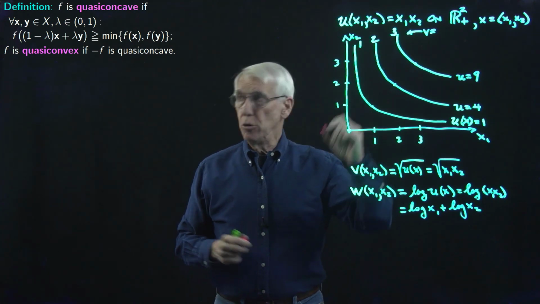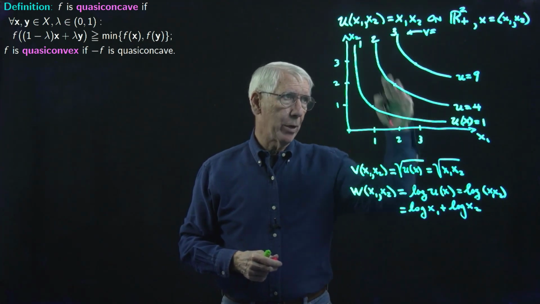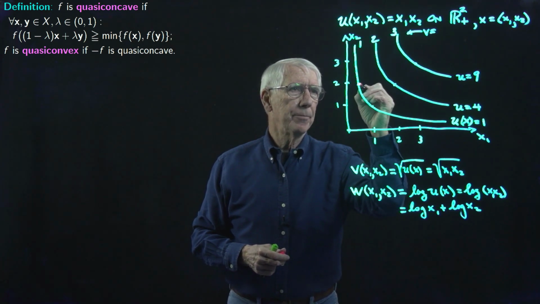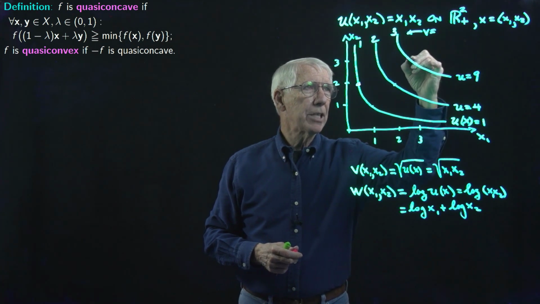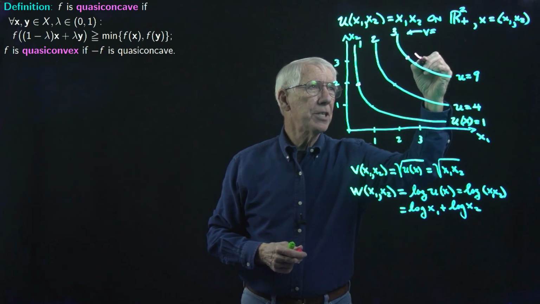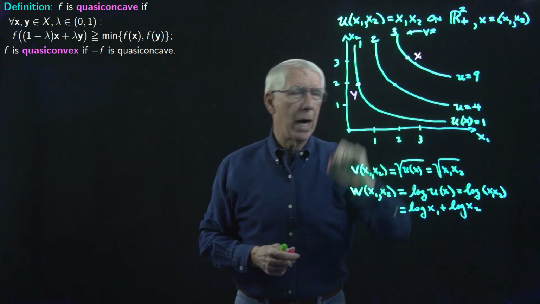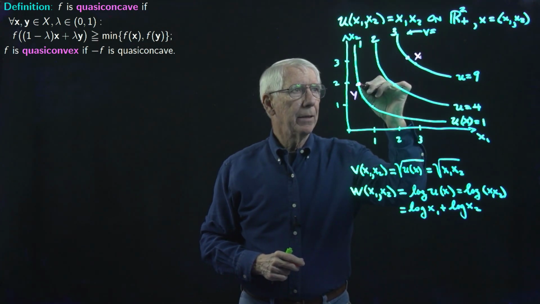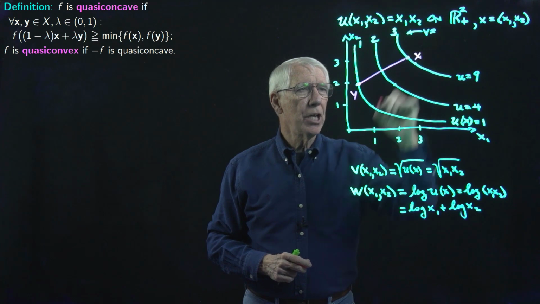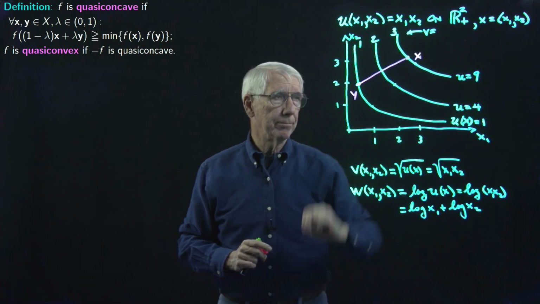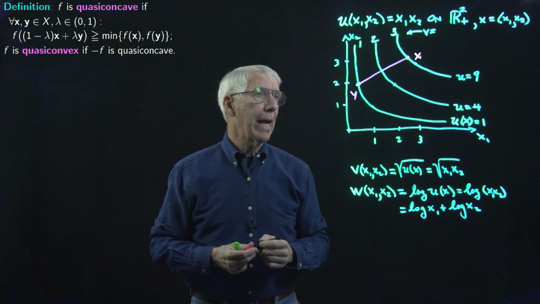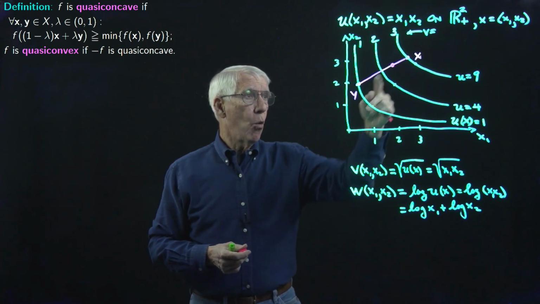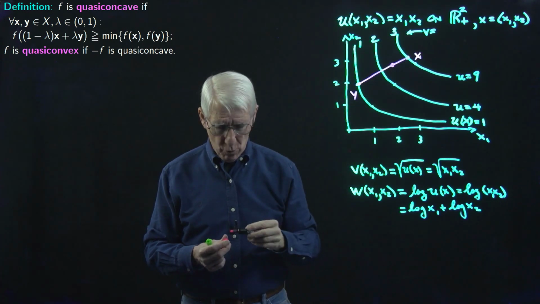So let's take 2 points in the domain. We might as well take points on these curves. And so let's take a point here. And let's take a point, let's say, over here. Let's say this is x. And let's say this is y. This is the x and y in our definition. And we want to look at the convex combinations of these 2 points in the domain. And so let's look at any convex combination. Let's look at this one here first. That looks like it's about 1/4 of the way from x to y, so lambda is about 1/4.